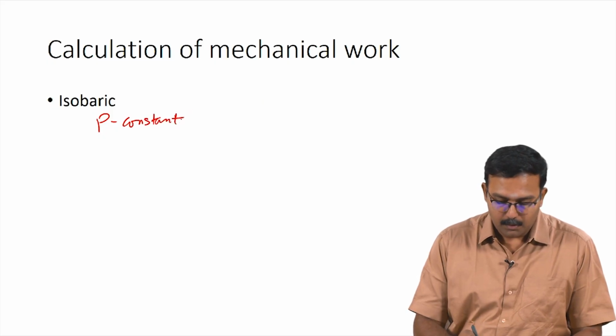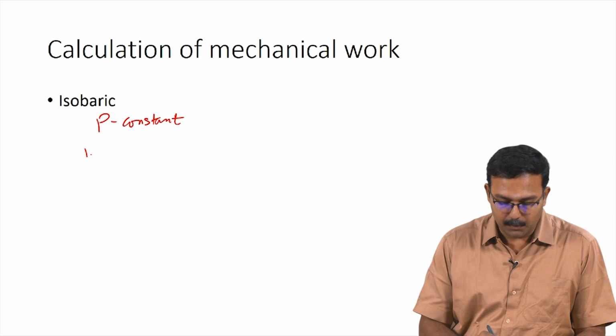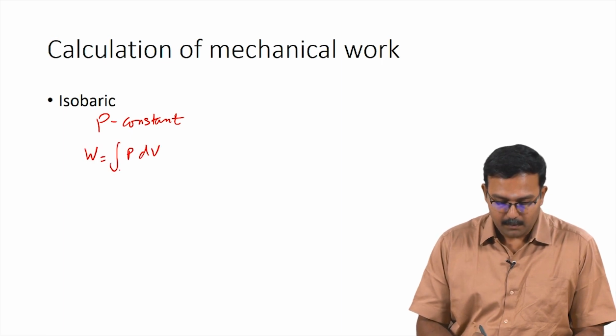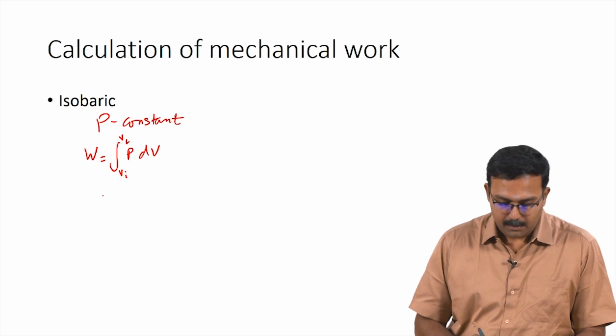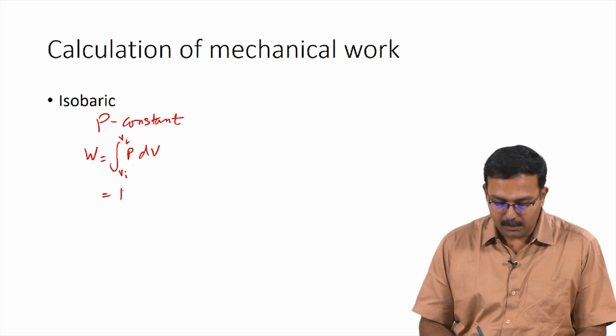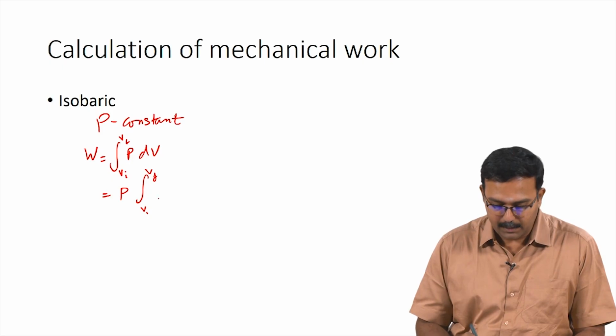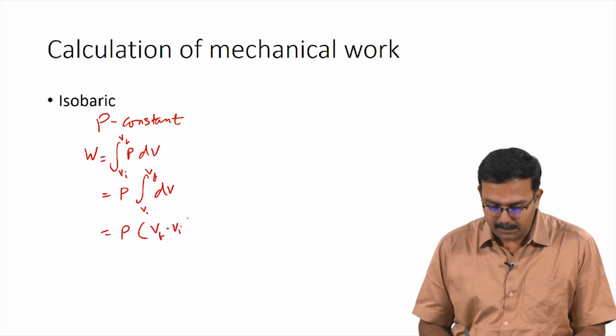So, let us try to calculate work, which would be integral P dV, where you have initial volume to final volume. Now, pressure being a constant can be taken out of this integral, and it becomes P integral V initial to V final dV. So, this is P times (V final minus V initial).